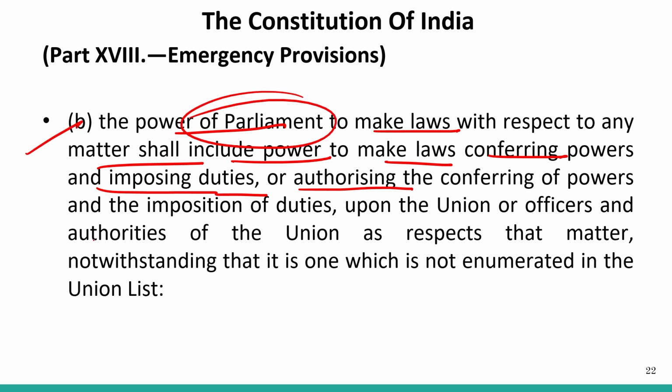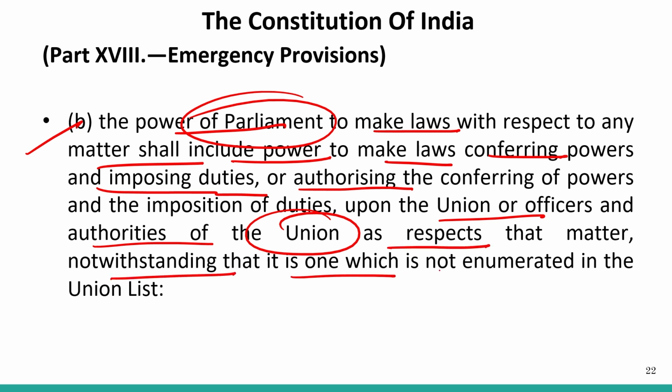what are the rules and regulations that have been enumerated at the union or officers and authorities of the union in respect to that matter, notwithstanding that it is one which is not enumerated in the union list. So it is irrelevant whether it has been mentioned in the union list or not. Union list is that list on which only the union government is supposed to make the laws.